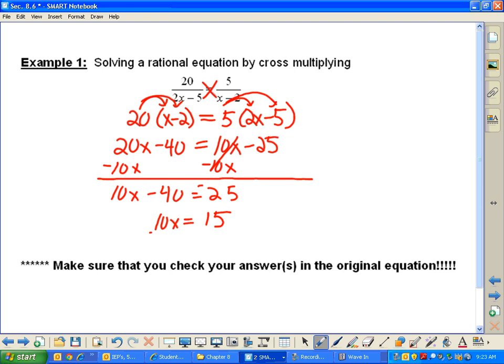By my division property of equality, I can divide both sides by 10 to get x by itself. X ends up being 3 over 2. You could say, as long as you're not rounding, you could use a decimal. You could say that that's 1.5. But for right now, those are my answers for x, 3 over 2 and 1.5.